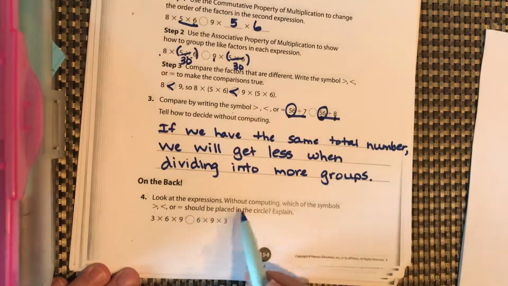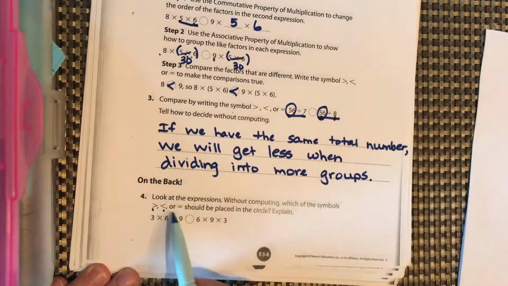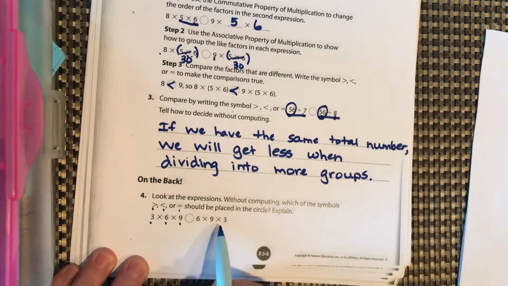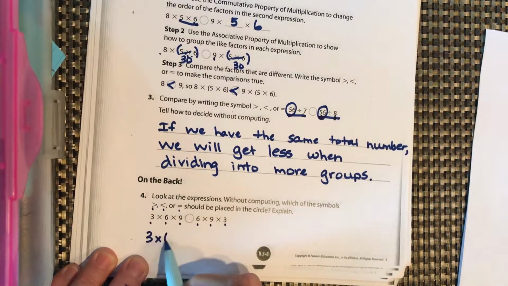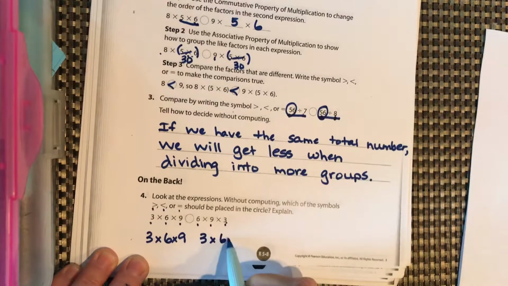Okay, look at these expressions. Without computing, explain which of the symbols it should be: greater than, less than, or equal. Okay, we have 3, 6, 9 and 6, 9, 3. They're all the same numbers, so let's put them in the same order. 3 times 6 times 9, and over here let's put 3 times 6 times 9.